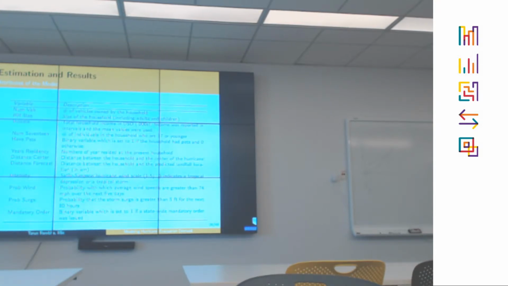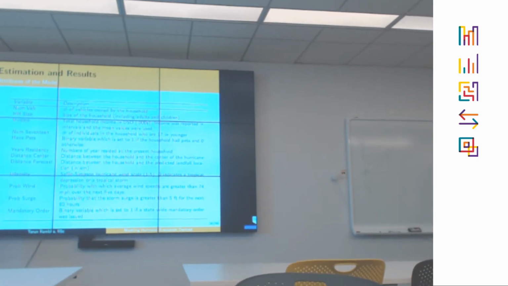And these were the variables that we considered. Pretty standard variables that you would see in most hurricane demand literature. So we're looking at the number of vehicles in each household, the household size, their income, how many individuals were 17 or less, whether they had pets, how many years they were in the particular house, and then a bunch of hurricane related characteristics that we pulled from the National Hurricane website. So these are all time dependent features, like the distance between the household and the center of the hurricane. And then they also make forecasts about where it's going to make landfall.